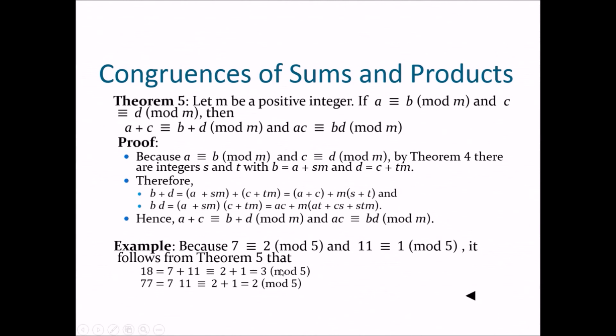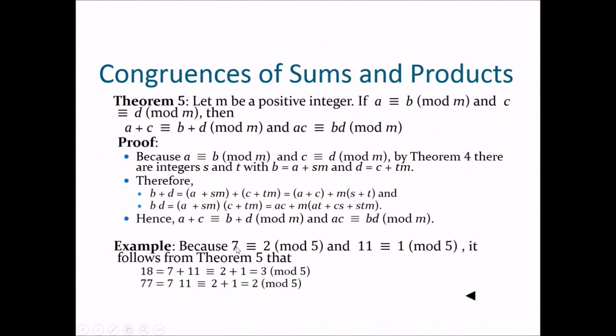Now let's see how we can apply this in an example. 7 is congruent to 2 mod 5 because 7 minus 2 is 5 and 5 divides 5, and 11 is congruent to 1 mod 5 because 11 minus 1 is 10 and 5 divides 10. So let's add both the congruences. We have 7 plus 11, which is 18, is congruent to 1 plus 2, which is 3 mod 5. Let's verify the result. 18 minus 3 is 15 and 5 divides 15. So this is a valid congruence relation.